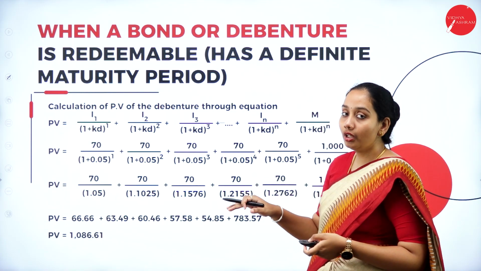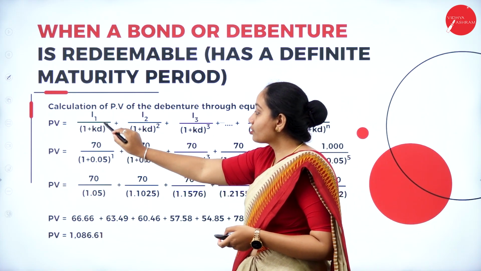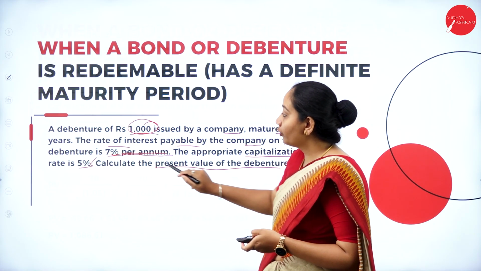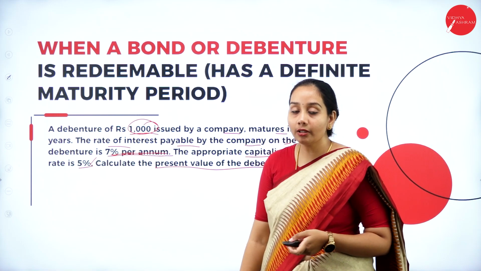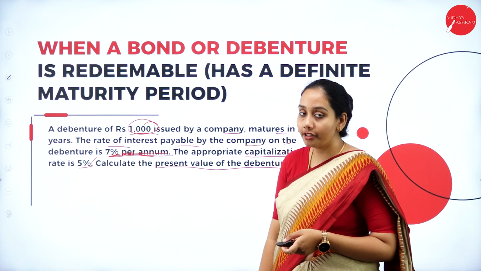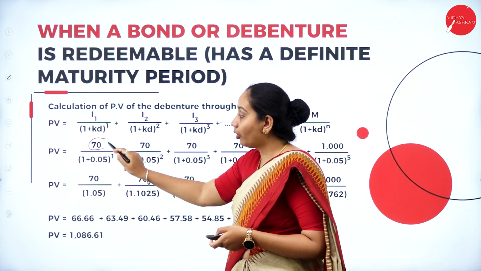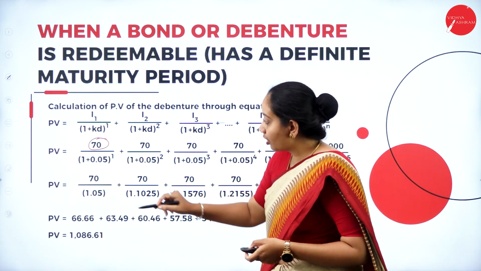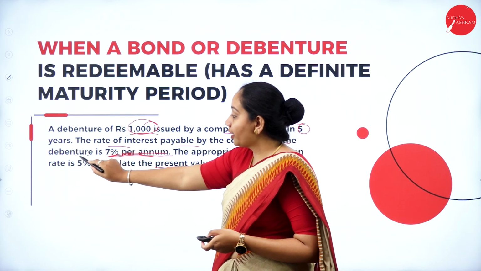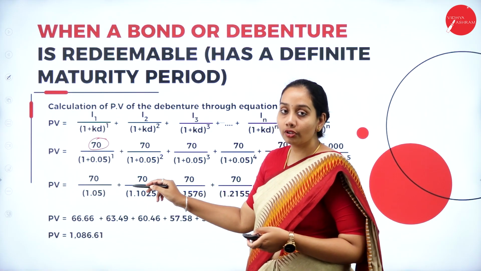So here is the solution: calculation of the present value of the debenture. PV is equal to I1 divided by (1 plus KD) to the power of 1. Here, 1000 rupees is the value of the debenture and 7% is the rate of interest. So 1000 into 7% gives 70 rupees, that is the interest amount paid to the debenture holder. So 70 divided by 1 plus 0.05, where 0.05 is the 5% capitalization rate, taken in decimal value.